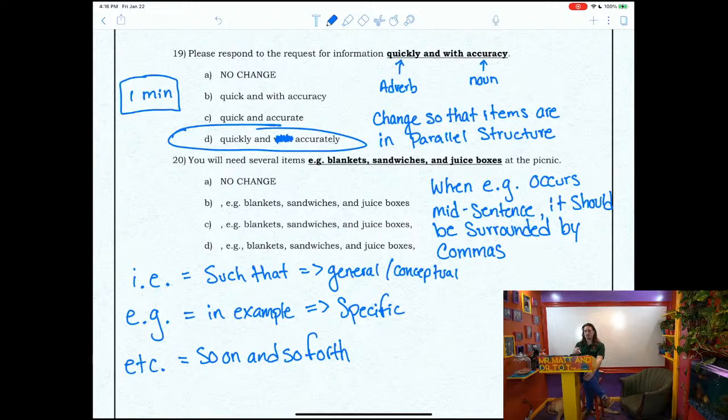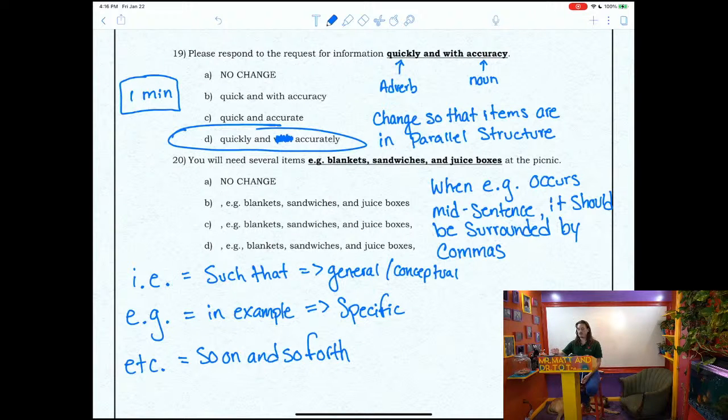Whenever any of these three abbreviations occur mid-sentence, they need to be surrounded by commas. And most people get the comma before, but a lot of people forget the comma after. So that's important. So the answer to 20 was D. You need a comma first, because we need to separate items from e.g., and then we need a comma after e.g. Notice that that looks a little strange, but it is grammatically correct to have a period and then a comma.